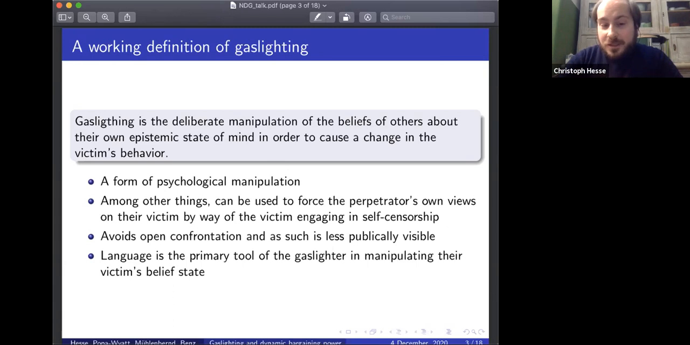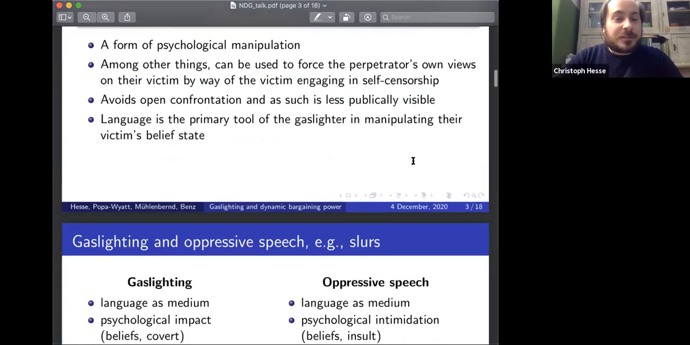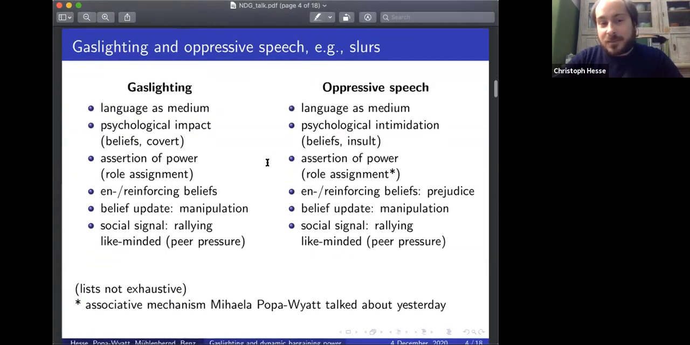It avoids open confrontation and as such is less publicly visible, which is also quite important for gaslighting. I mean, nowadays people are much more sensitive to this, but mostly this is kind of a private matter. And then importantly, language is the primary tool of the gaslighter in manipulating their victims' belief states. So really the question is, we're thinking of gaslighting as maybe just one characteristic of oppressive speech.